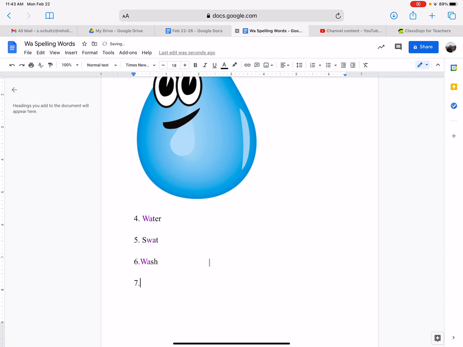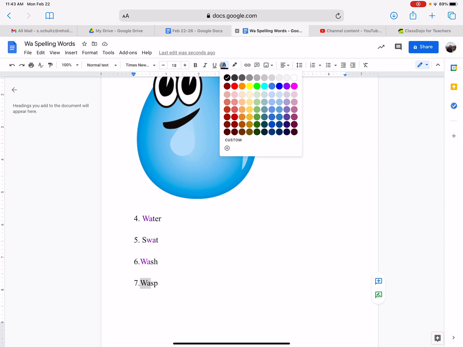Okay, and number 7 is going to be wasp. Wasp. Beware, there is a wasp, and it may sting you. Wasp. And notice where the W-A is in wasp. Wasp. So W-A is in the beginning of wasp. It ends in S-P to make the sp sound. Wasp.